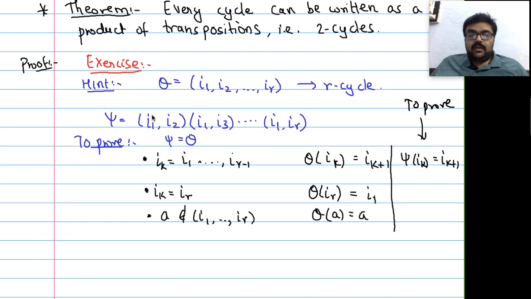So if I take IK, suppose K equals 2 or K equals 3, then I3 is not changed here because I3 is not appearing. Here it is appearing. I3 goes to I1. In the next one will be I1, I4. So I3 goes to I1, I1 goes to I4. So finally I3 goes to I4 because I4 is next. It is not coming at all. So you have to write a general proof of this. This is an exercise, right?